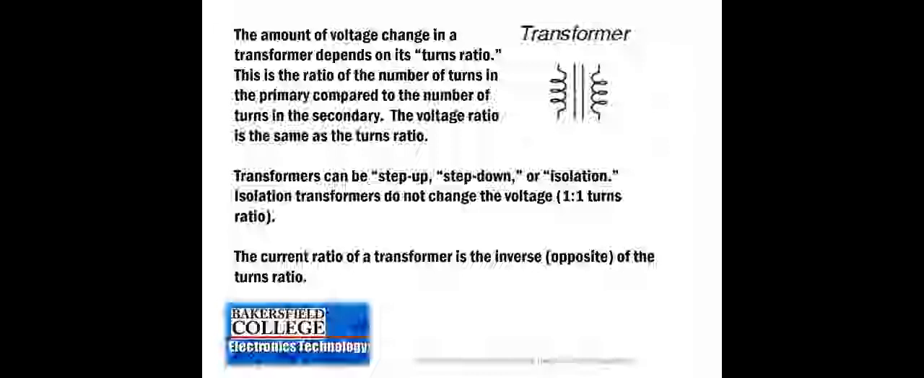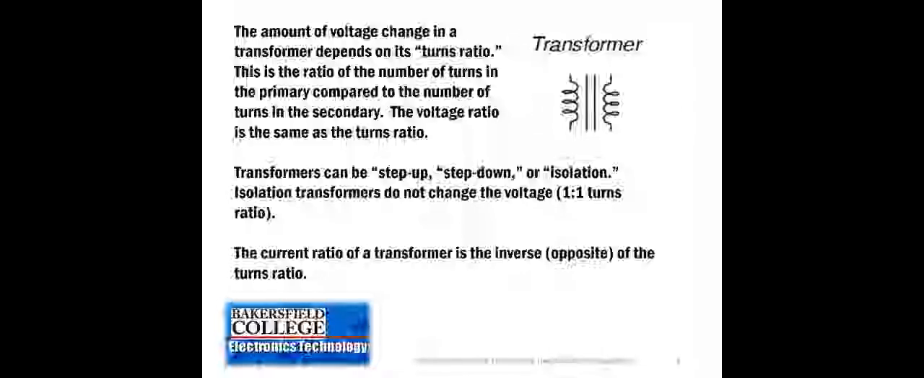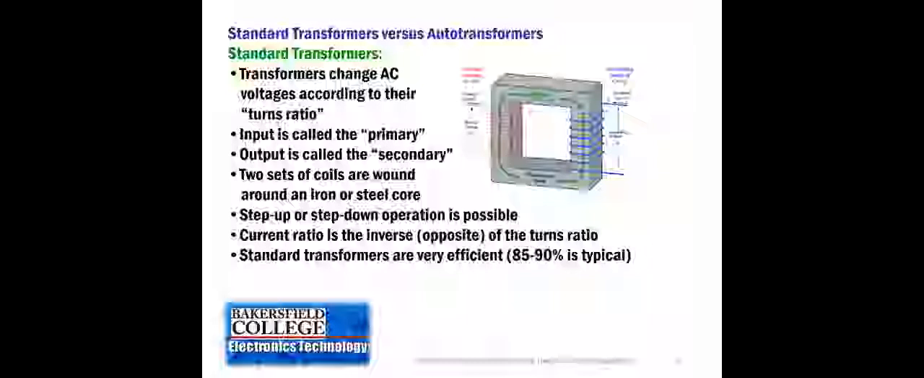And that is the reason why the current ratio is the opposite of the turns ratio. It could be 7 to 15,000 volts, maybe a little bit more, but the power company will bring it into a facility. Now there is a type of transformer called an autotransformer, and it's different from a regular transformer in how it's built, but it still can function the same way.